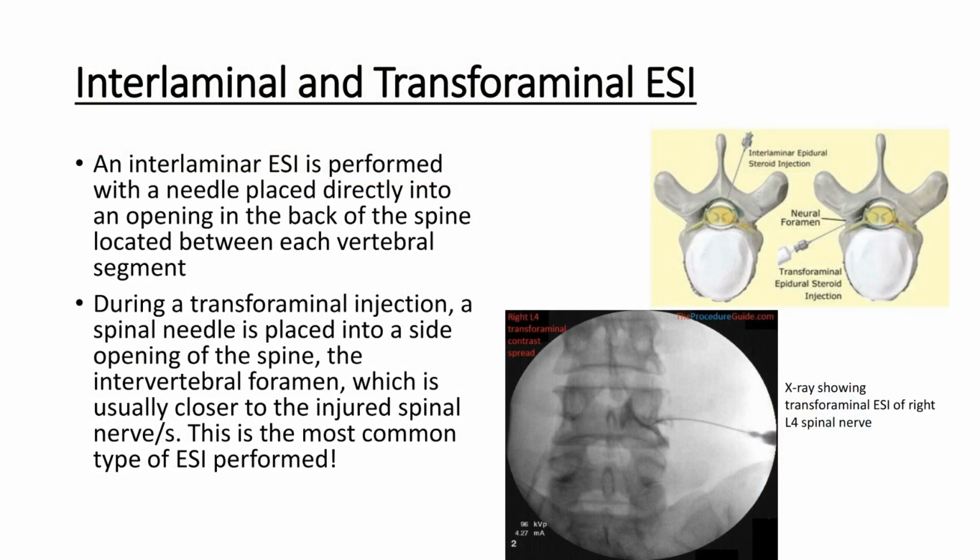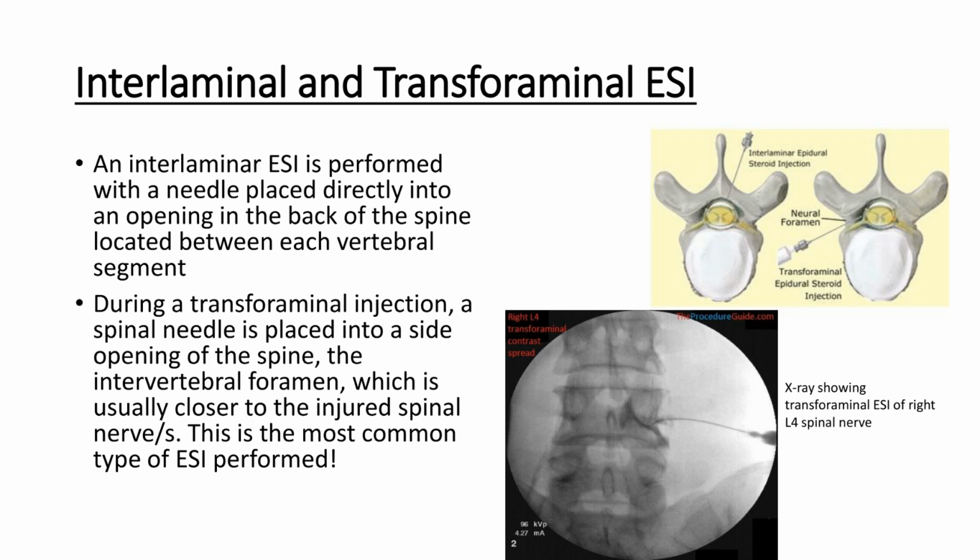The goal of an interlaminar epidural steroid injection is to deliver steroid into the epidural space in your spine. The epidural space surrounds the spinal cord and spinal nerves and contains fat and blood vessels. For an interlaminar injection, the needle is inserted through the skin and soft tissues near the middle of the neck or back and guided to the interlaminar space in the back of the spine between two vertebrae.